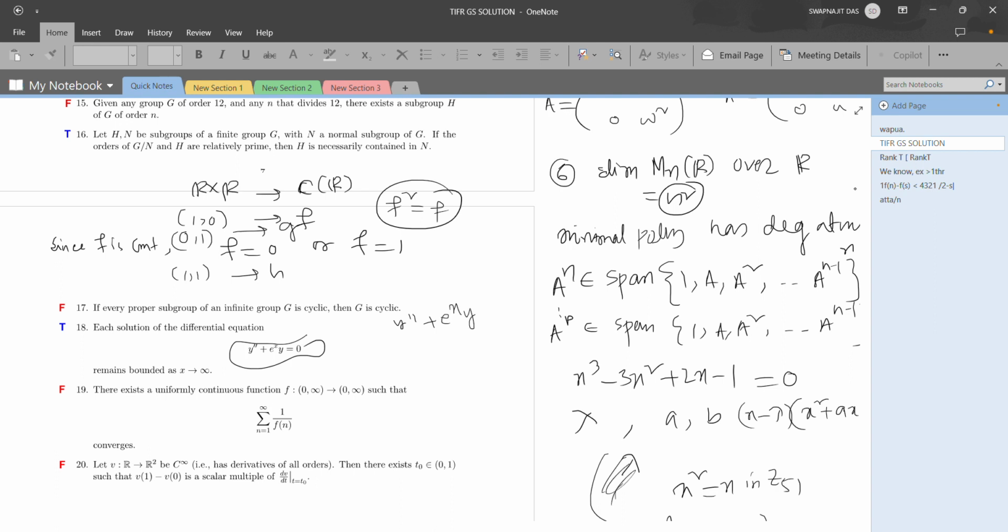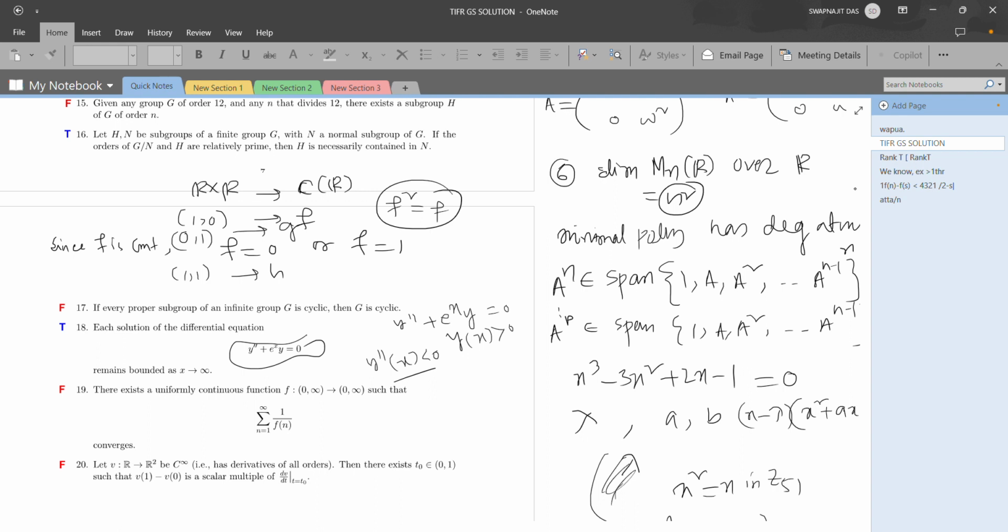Okay, so let me explain. Observe this: y double prime plus e to the power x times y equals 0. If y is positive and not bounded for very large x, then e to the power x times y is also positive. Since this equation holds, if y(x) is greater than 0, that implies y double prime of x is less than 0. What that means is it's kind of concave, so it is always bounded.